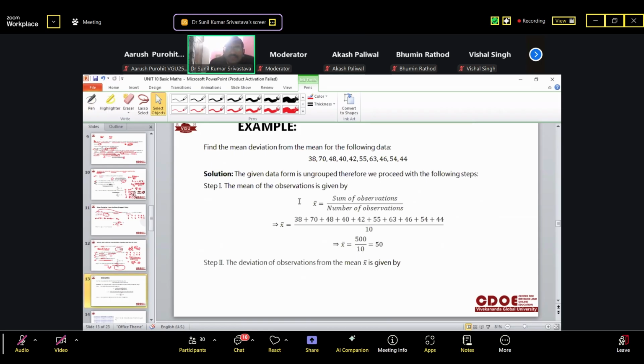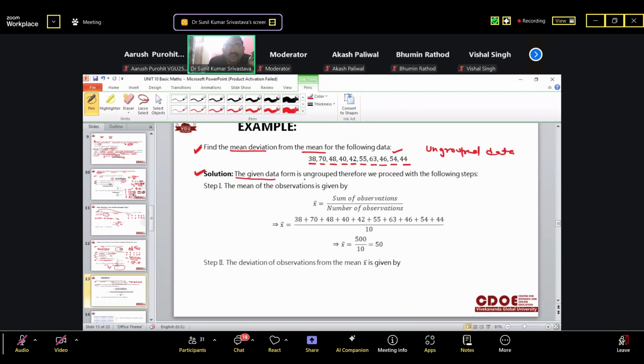Now we have taken some problems to describe our method in detail. The first problem is based on ungrouped data. Find the mean deviation from the mean of the following data set: 38, 70, 48, 40, 42, 55, 50, 63, 46, 55, 44. And we have to start our solution.